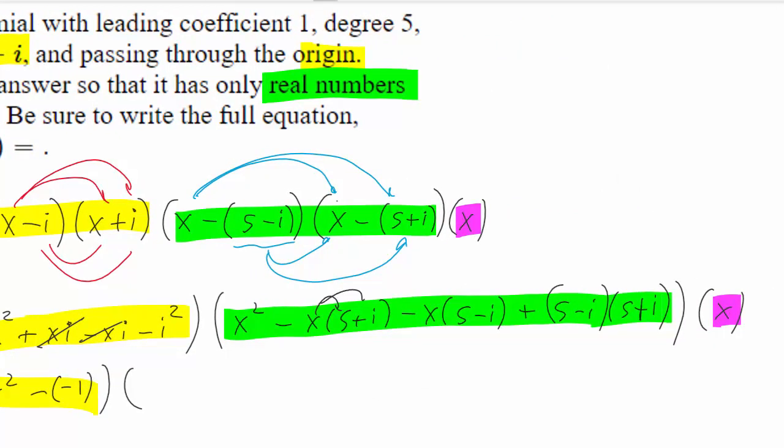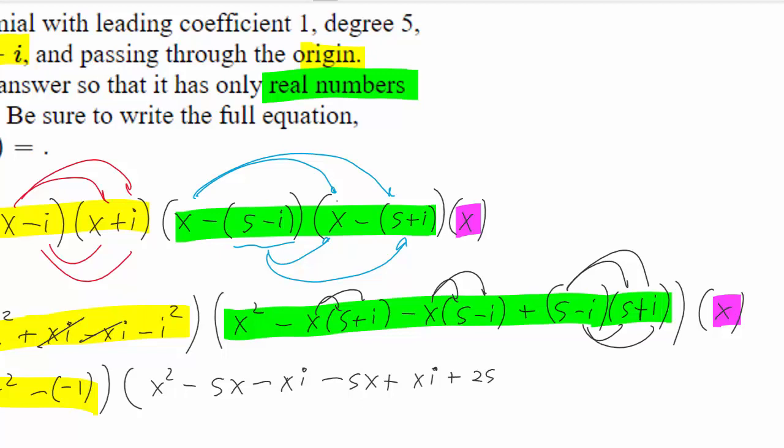First thing I'm going to do is distribute. So this is going to be x squared minus 5x minus xi, or ix, doesn't matter. Now I'm going to distribute this one. So this will give me minus 5x plus xi, or ix. Just to be consistent, I'll write xi. And then over here, we're going to distribute all of this through. So this is going to give me plus 25 plus 5i minus 5i minus i squared.